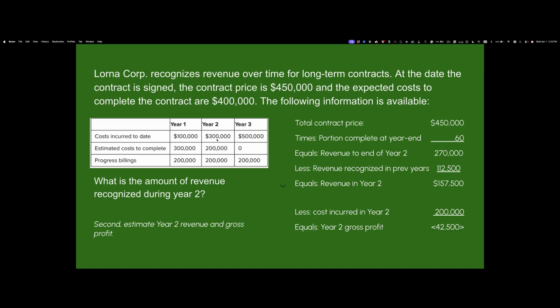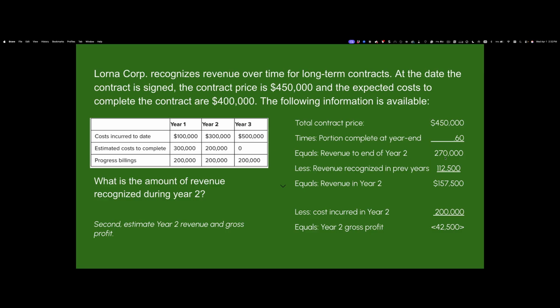In year two, we have the total contract price is still $450,000, but we've incurred $300,000 by the end of year two, and we still expect another $200,000 of cost in order to complete this contract. So in terms of the amount that we're complete on the contract, we take the 300 divided by the total of the 300 and the estimated cost to complete, or 500. 3 over 5 is 0.6. So we take 0.6 times the contract price, and we have $270,000 of revenue that needs to be recognized by the end of year two.